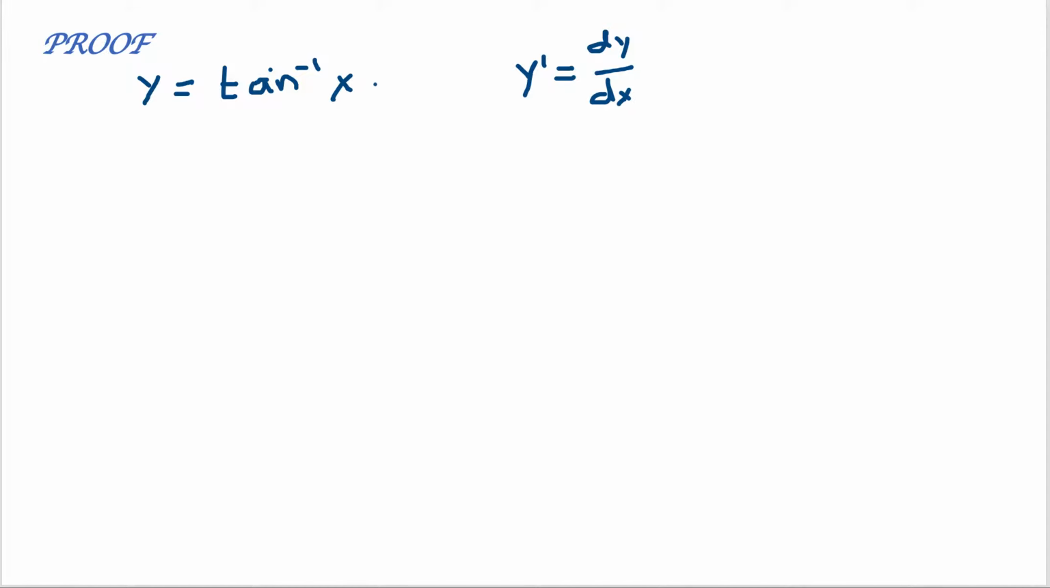And now again, let's take the tangent of both sides. If I take the tangent of both sides, I get tangent of y is equal to the tangent of inverse tangent of x. But now we have here, let's write here, tangent y.